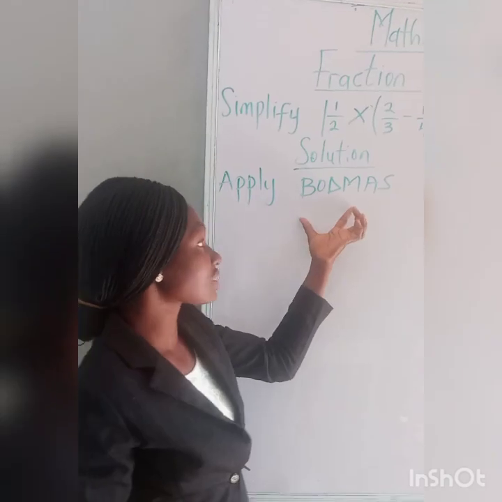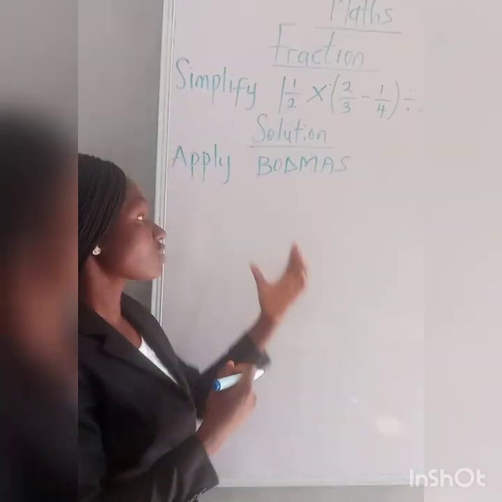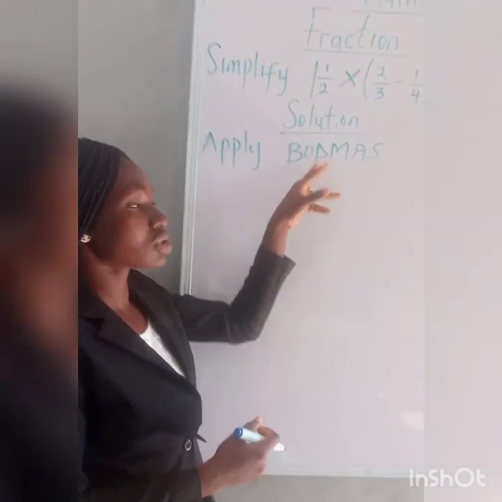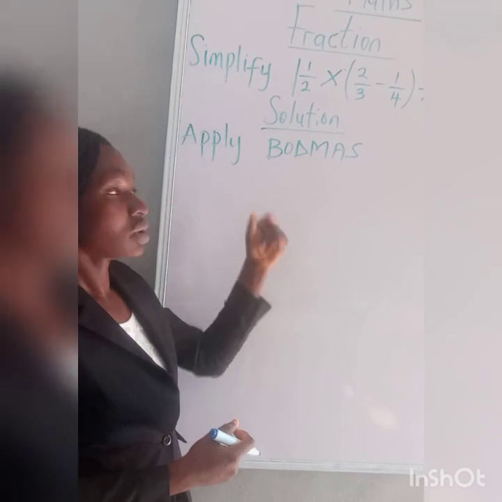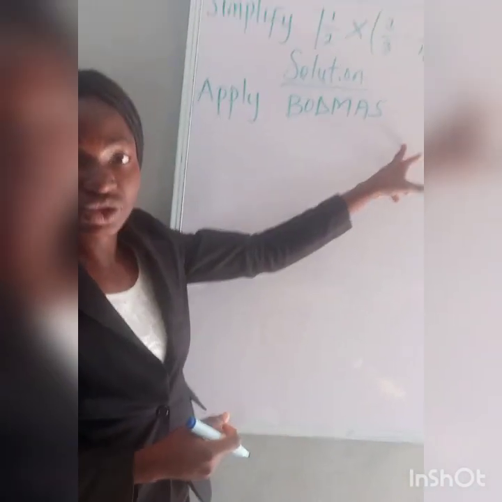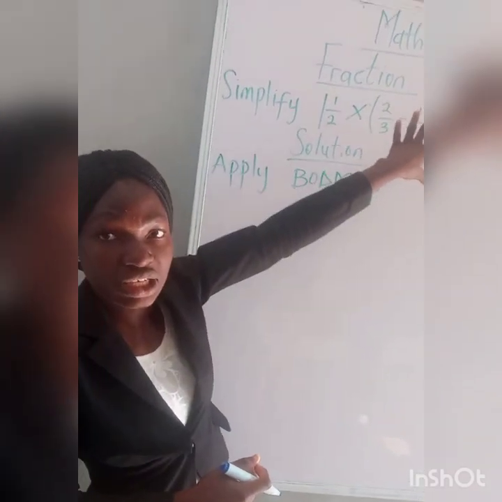This BODMAS is a step at a time. It gives us the steps we're going to follow. B is for brackets, O means order or of, D is for division, M for multiplication, A for addition, and S for subtraction. That means we're going to follow this order whenever we are solving this fraction.